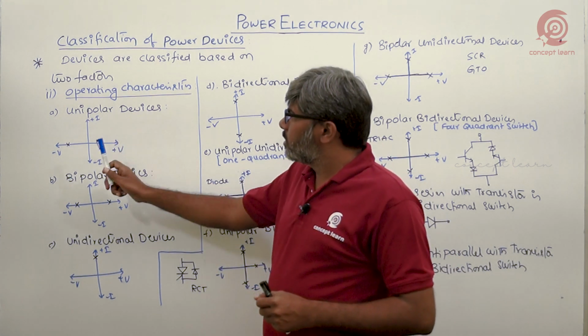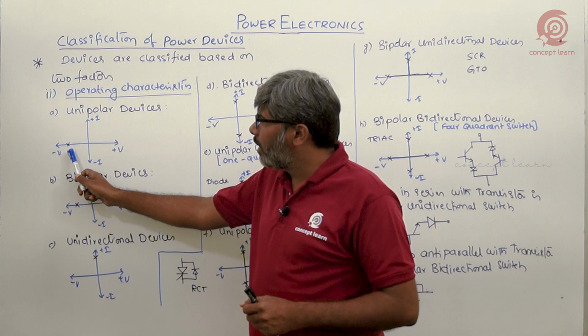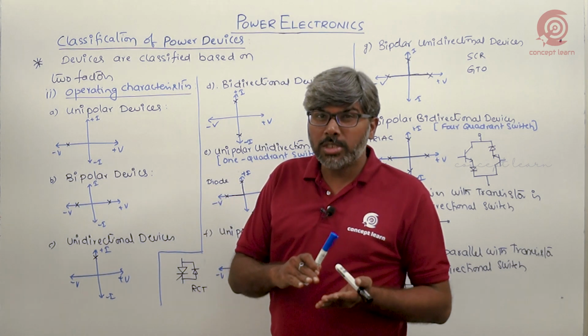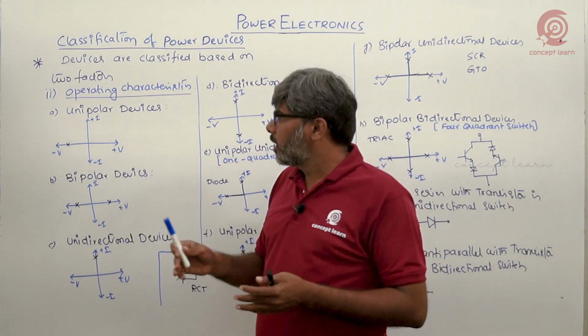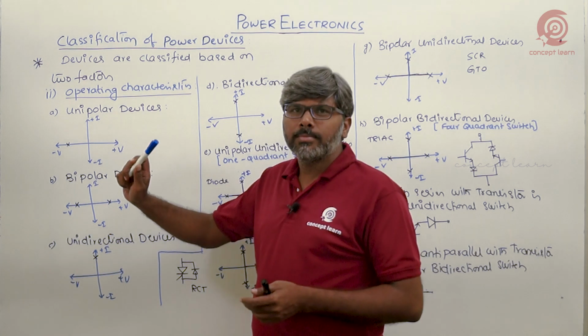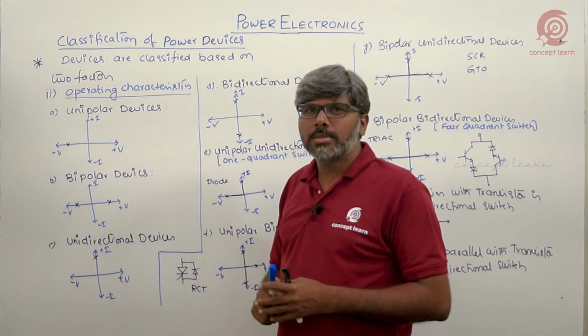Unipolar devices means the device can block only one polarity of voltage. Either it is a reverse voltage or forward voltage, right? So it should block only one polarity of voltage. That is called unipolar devices.